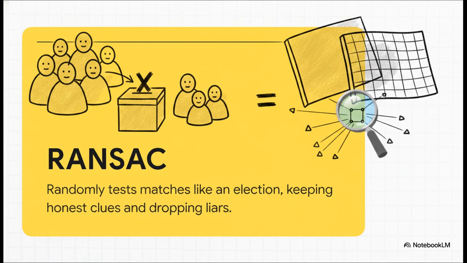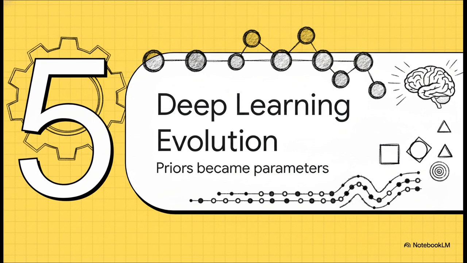And the final winning alignment? We call that a homography matrix. It's just a fancy term for a mathematical formula that perfectly translates, rotates, and bends the perspective to fold one flat photo right onto another. And that brings us to our final stop, Section 5, the deep learning evolution. This is when the priors became parameters.